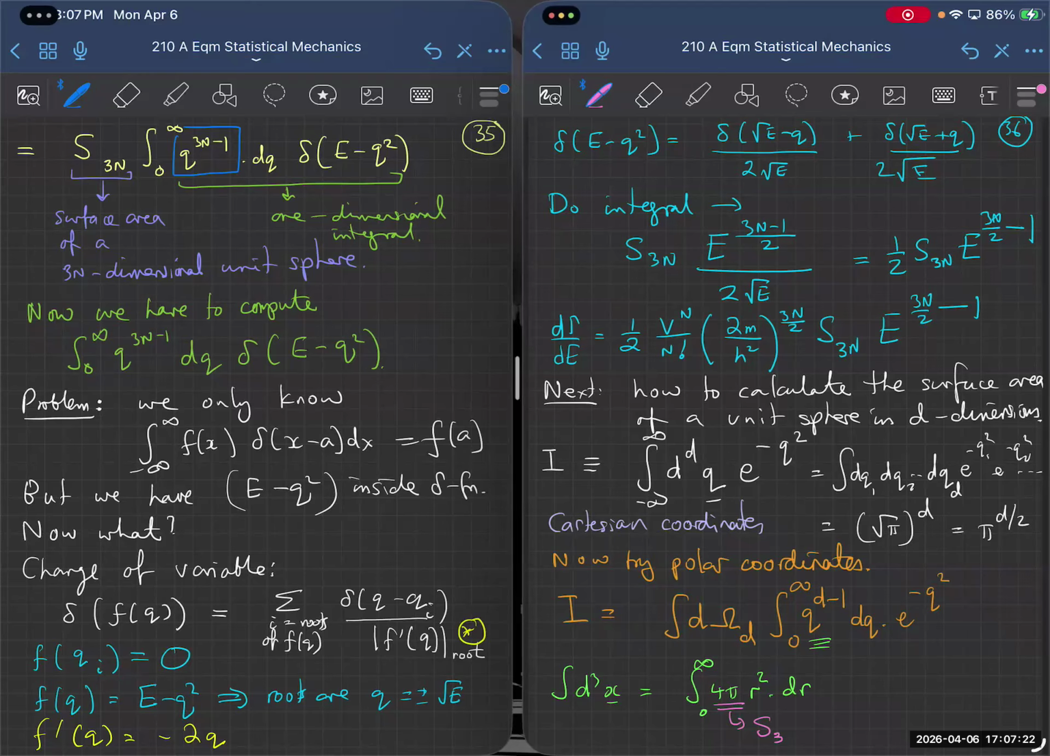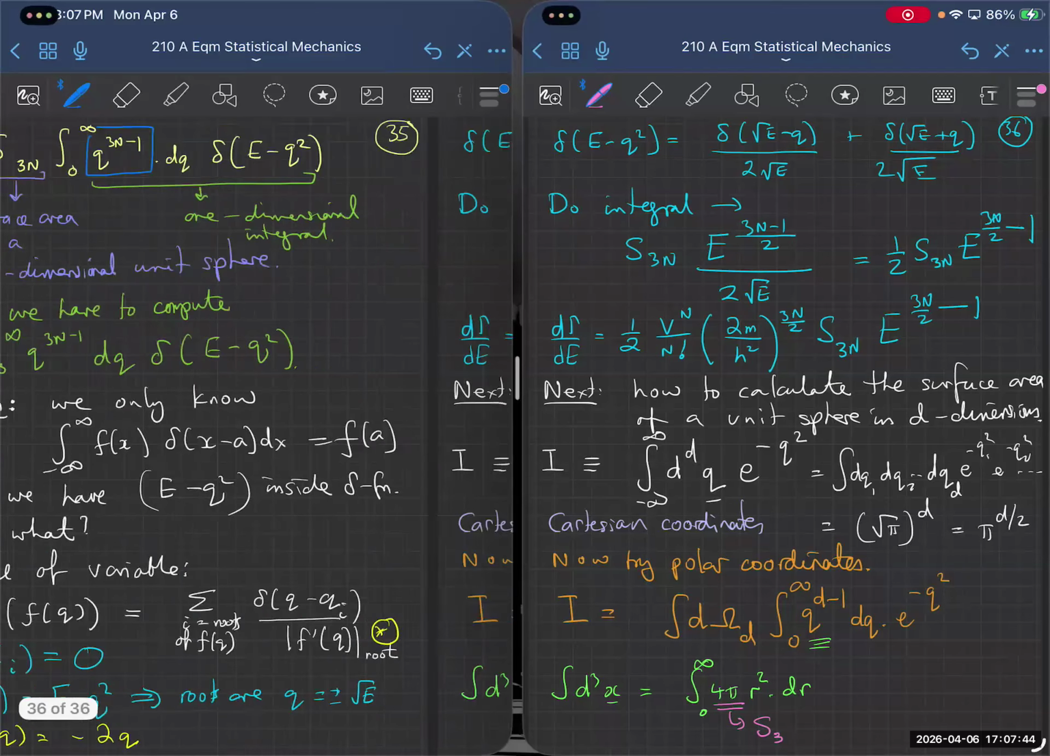So that 2 is equal to 3 minus 1. If it was in d dimensions, it would be d minus 1, because I'm just doing the radial dimension, and then there's d minus 1 other dimensions, which are orthogonal to that, which are the solid angle. So that's why it's d minus 1. Okay?